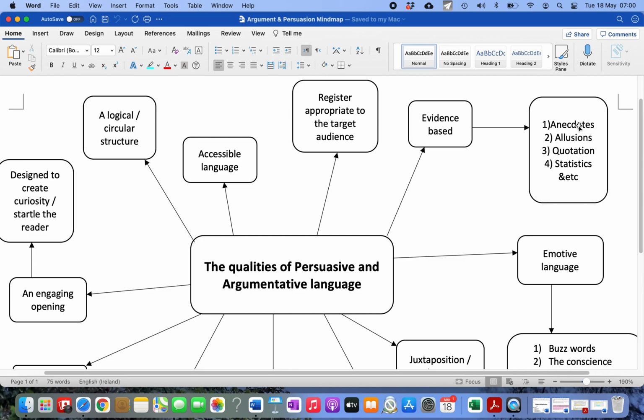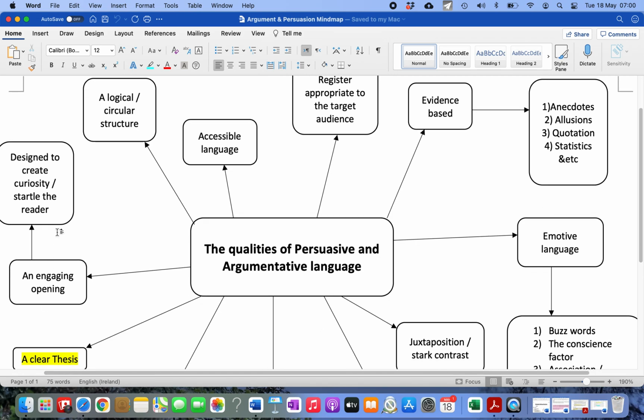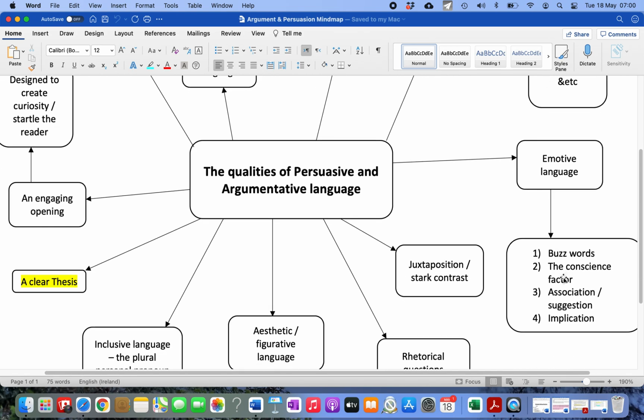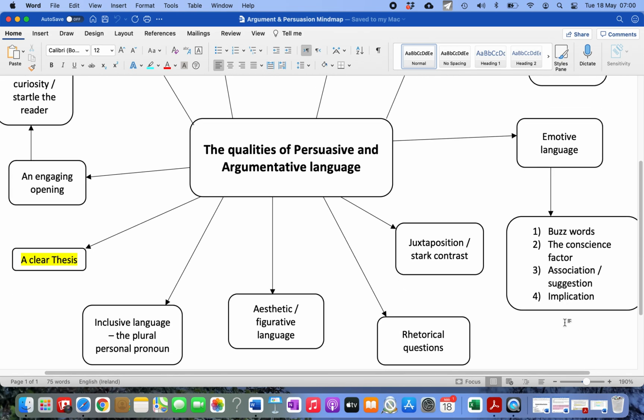He uses anecdotes, allusions, quotations, statistics, and so on. All of these things are in the passage in order to give substance to the passage, in order to make the passage believable. Now, if you go from here and work your way around to there, that's all the language of argument. Okay, that's all the language of argument. Now, when you think about persuasion, that's when you start bringing in things like emotive language, buzzwords, the conscience factor, association, suggestion, implication, rhetorical questions, juxtaposition, and stark contrast. Now, all of those things need to be understood, not in the abstract, but in the concrete.